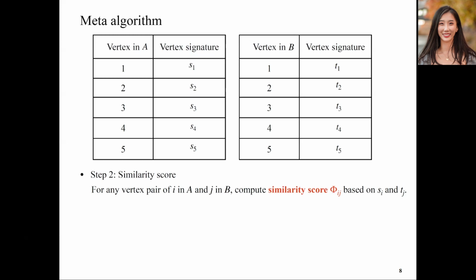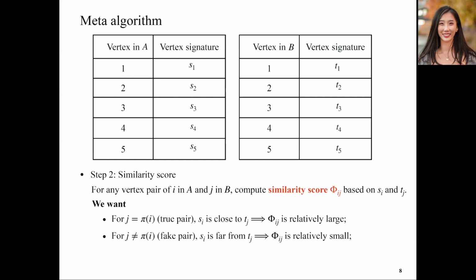Fix the vertex I in A and vertex J in B. The similarity score between I and J is computed based on the signatures Si and Tj. And we want that if the 2 vertices correspond to the same user, then the signatures are close to each other, so the score is relatively large. If the 2 vertices do not correspond to the same user, we want the 2 signatures to be far apart, so the score is relatively small. And the question becomes how to construct the vertex signature.